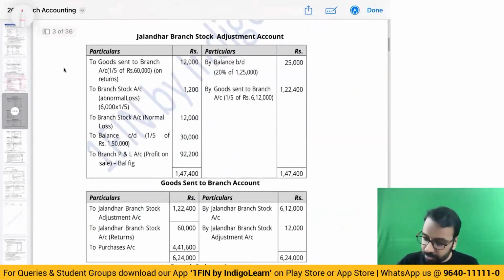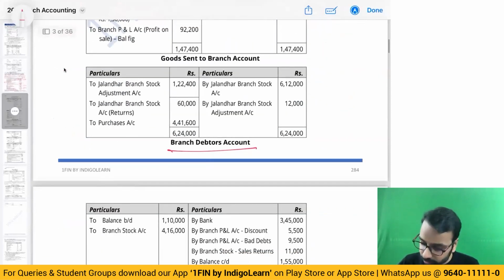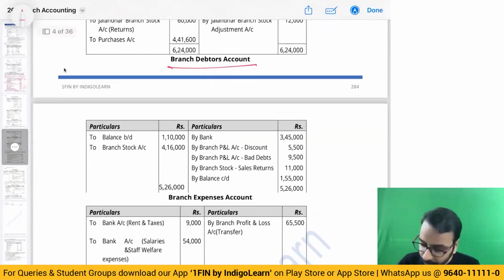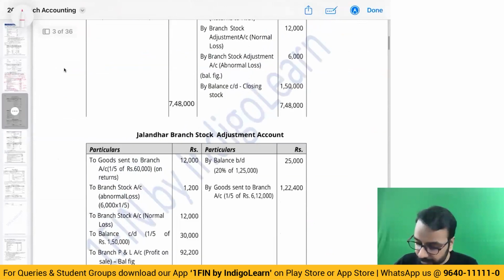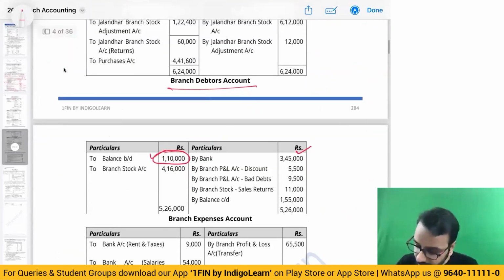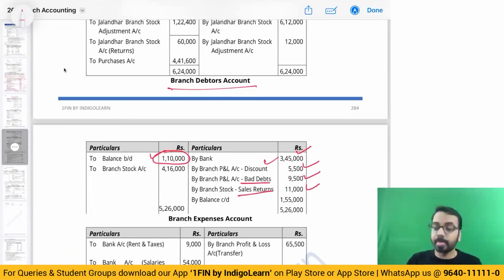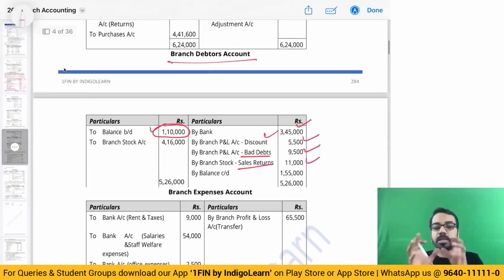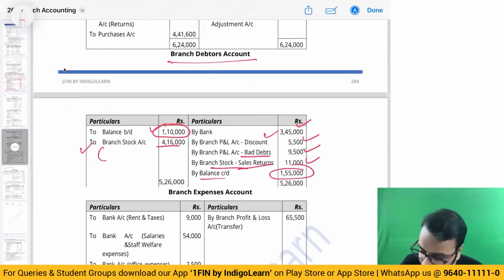So what you will do in the customer account or the sundry debtors account, balance brought down 1,10,000 opening balance. 3,45,000 cash received from debtors. Discount given 5,500, bad debts in the question 9,500, sales return 11,000. So just see this. The sales are credited to branch stock account. The sales return are debited to branch stock account. Balance carried down is given. So this 4,16,000 is the balancing figure which represents sale.